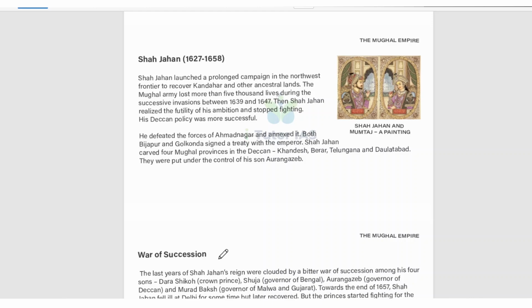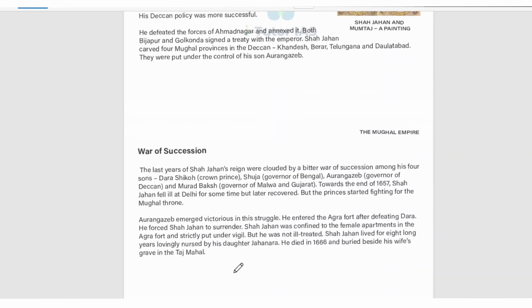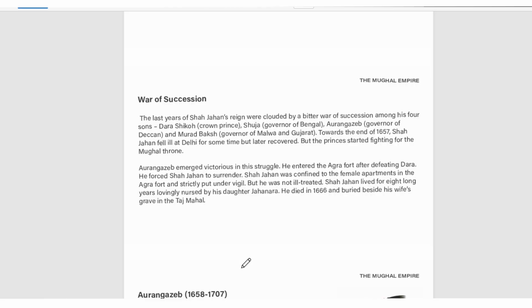Both Bijapur and Golconda signed a treaty with the emperor. Shah Jahan carved four Mughal provinces in the Deccan, that is Kandesh, Berar, Telangana, and Daulatabad. They were put under the control of his son Aurangzeb. Okay. Next is War of Succession.